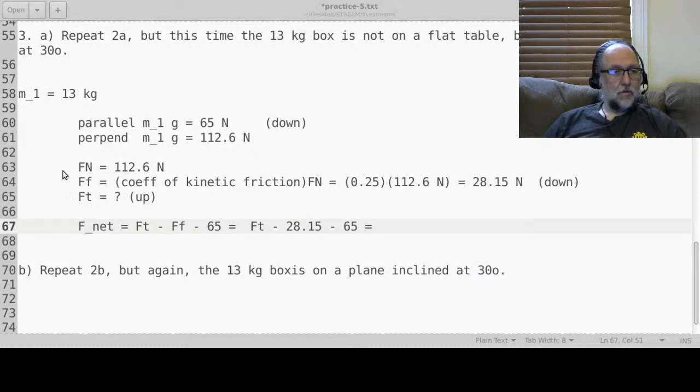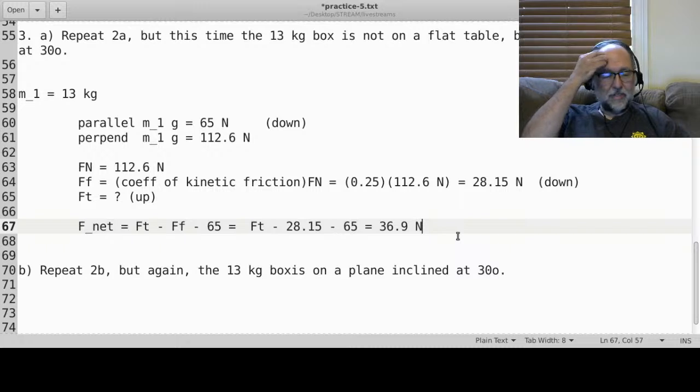65 minus. And I'm going to just round this off to 36.9. So if you're doing it, you will have an extra decimal, but that's good enough. We should only keep 3 significant figures anyhow. Okay. So whoops, Ft minus that.